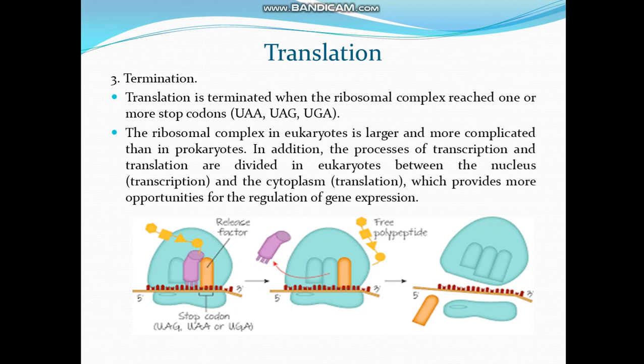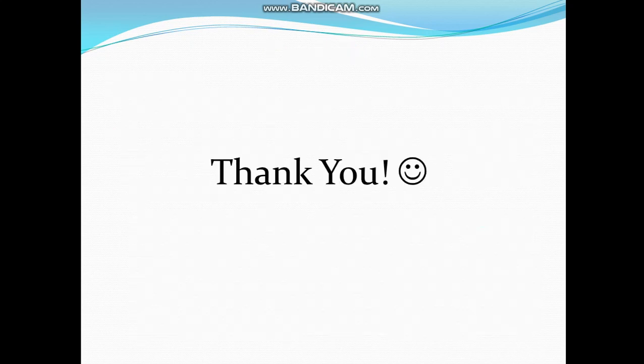The ribosomal complex in eukaryotes is larger and more complicated than in prokaryotes. In addition, the processes of transcription and translation are divided in eukaryotes between the nucleus and the cytoplasm. The nucleus is for transcription and the cytoplasm for translation, which provides more opportunities for the regulation of gene expression. And that is all.